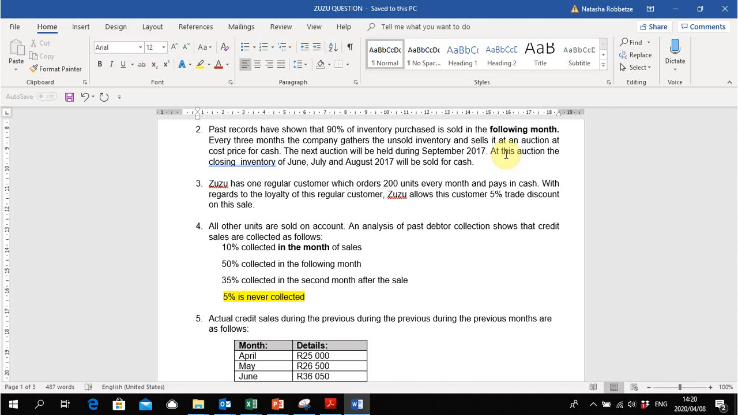I've highlighted the bad debts there because the credit losses or the bad debts are not accounted for when we set up cash budgets. The very problem with this is that we will not get the cash, therefore it's not a cash flow item and it is not recorded as such. It is, however, an expense which is recorded in the statement of profit or loss and other comprehensive income.